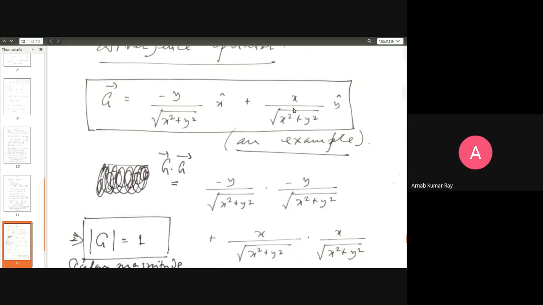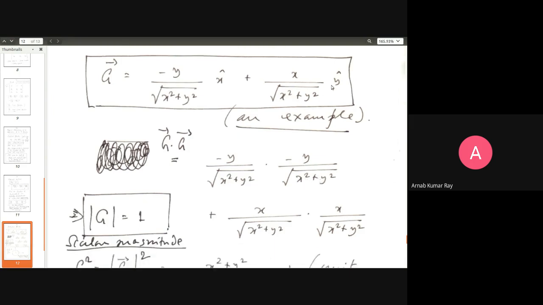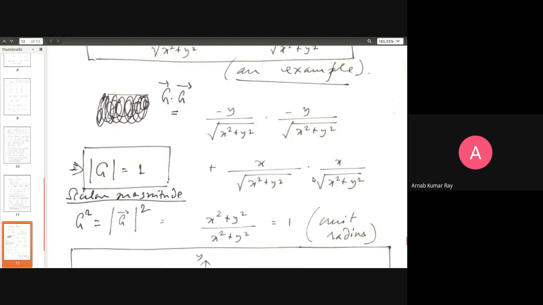When you take the dot product of this vector with itself, the x cap term will give you minus y over square root of x squared plus y squared into minus y over square root of x squared plus y squared. And then similarly, you'll have the second term, x divided by the square root of x squared plus y squared, dotted with x divided by the square root of x squared plus y squared. Now let us see what this comes to. In the denominator, you've got two square roots of the same thing, so basically x squared plus y squared. So x squared plus y squared is a common term in the denominator of these two products.